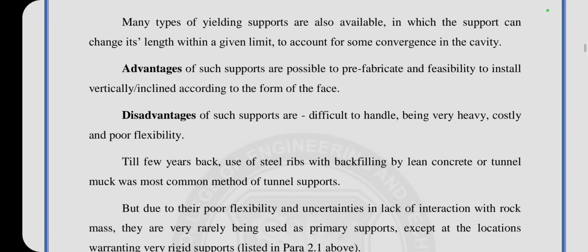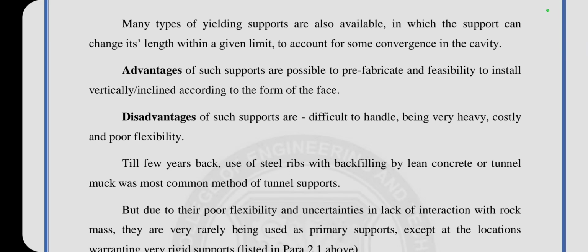Main types of yielding supports are also available, in which the support can change its length. Advantages of such supports are that it is possible to prefabricate and feasible to install them vertically or inclined according to the form of the face. Disadvantages of such supports are that they are difficult to handle, being very heavy, costly, and of poor flexibility. Till a few years back, use of steel ribs with backfilling by lean concrete or channel mesh was a common method of tunnel support.